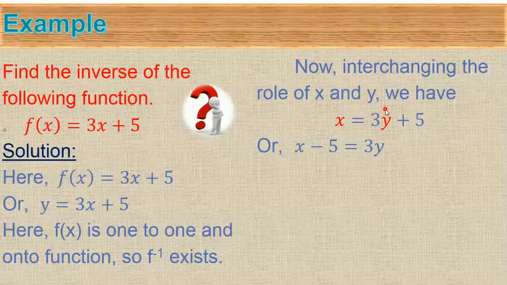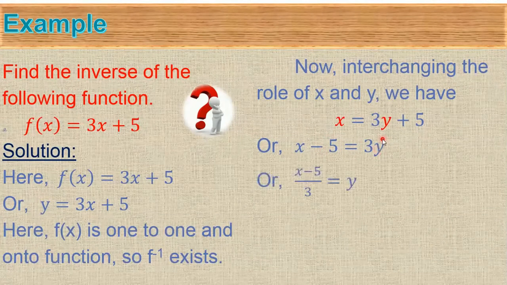In the left hand side, that is 5 here, and this plus 5 moves on to the right hand side. Okay, it will be minus 5, and there is 3y.